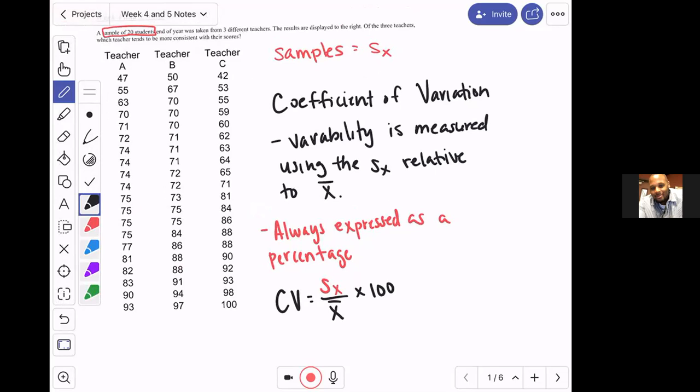You could think of the coefficient of variation with, for instance, stocks. A smaller coefficient of variation means your stock is less variable, which means you have less risk. If a stock is less variable, you know what it tends to do, so there's less risk there. The higher the coefficient of variation, the more risk is involved. So you can think of it as a value that measures risk, and because it measures risk, it also measures consistency. The smaller the value, the more consistent. The larger the value, the less consistent.